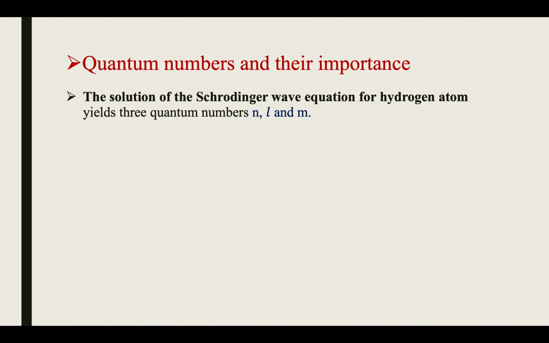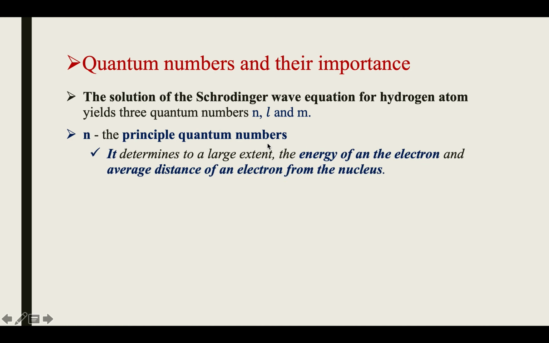Now we are going to see quantum numbers and their importance. The solution of the Schrodinger wave equation for the hydrogen atom yields three quantum numbers, that is n, l and m. First we will see n, the principal quantum number. It determines to a large extent the energy of an electron and the average distance of the electron from the nucleus.